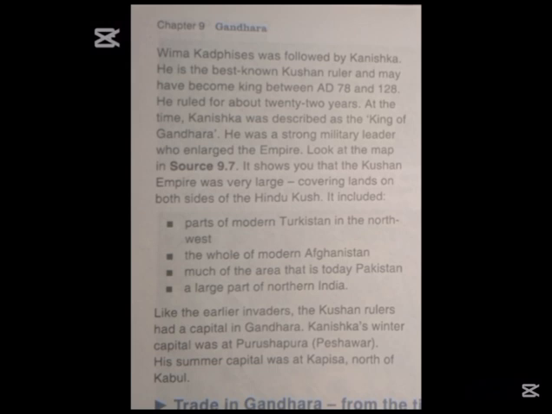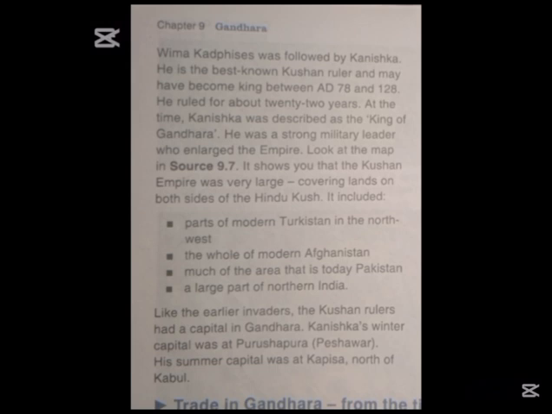Like the earlier invaders, the Kushan rulers had a capital in Gandhara. Kanishka's winter capital was at Purushapura, the present day Peshawar. His summer capital was at Kapisa, north of Kabul.